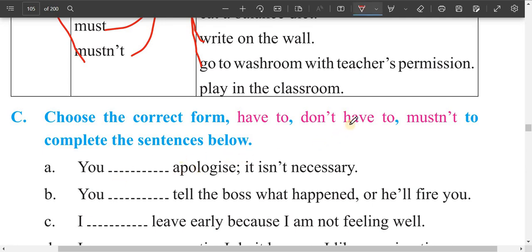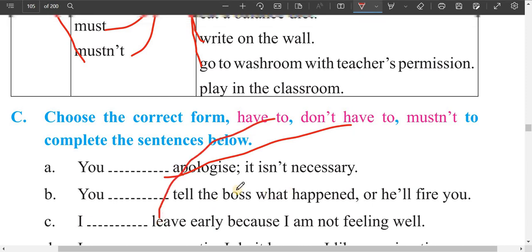Okay, apologize, you don't have to. There is no need to. You don't have to apologize. It's not necessary. Now tell the boss what happened or he will fire you. You have to tell the boss what happened or he will fire you.